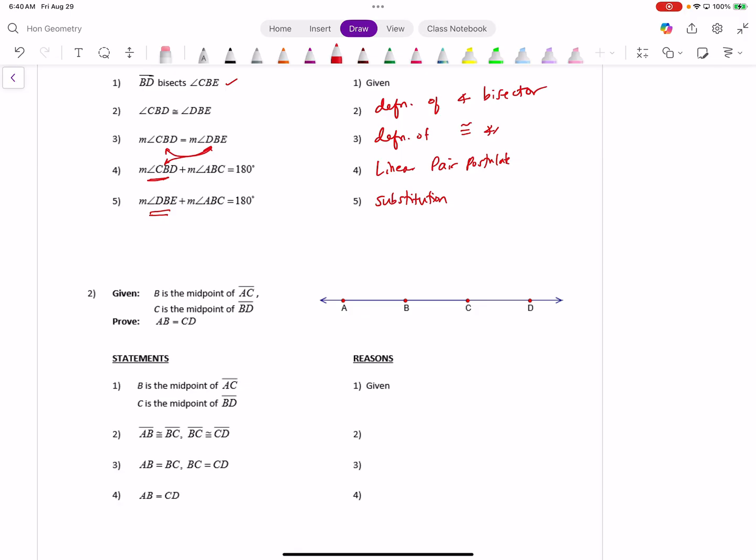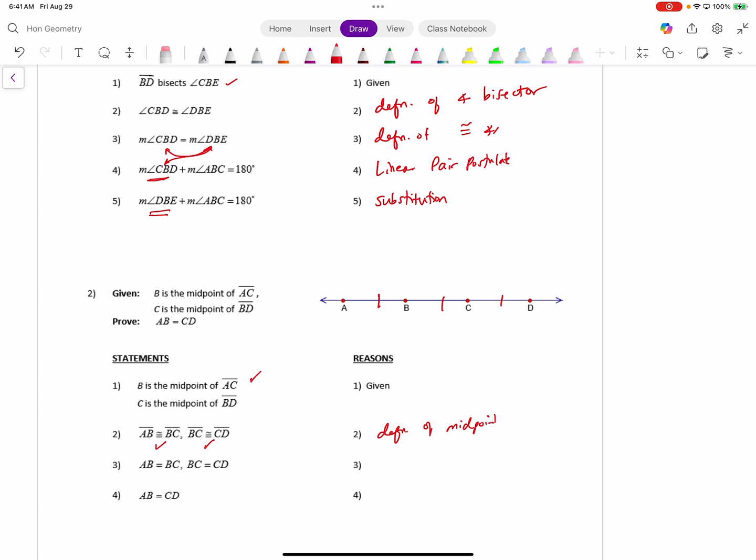All right, so B is the midpoint of AC, which means these two pieces are congruent. Okay, so that was one of my givens. That made that congruent to that. So that was the definition of a midpoint. And then C was the midpoint of BD, which made that for the same reason, definition of a midpoint.